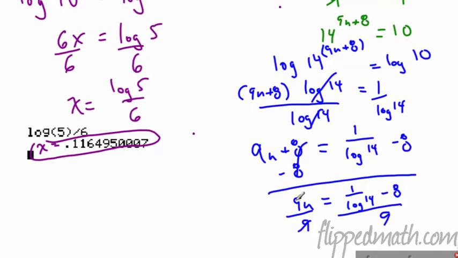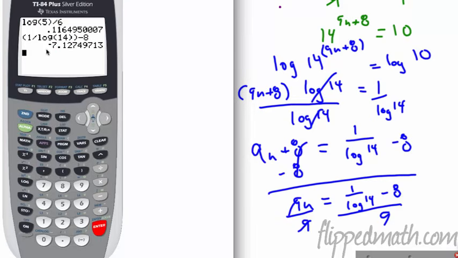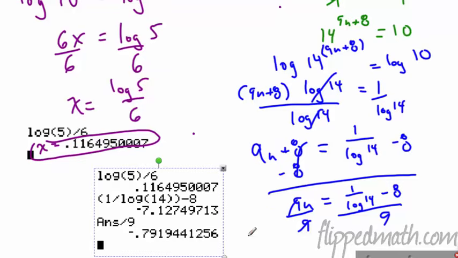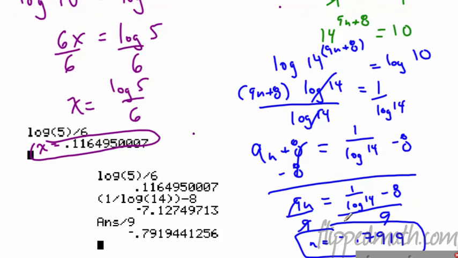Now, how would we do that in the calculator? Let's set that up in the calculator right now. Okay, so we plug in 1 divided by the log of 14, and we subtract 8 from that. And from this difference here, I need to divide by 9. So that's what I'm doing right here. I get n equals negative 0.7919. Let's bring that down so we can see it. Okay, so n is going to equal negative 0.7919. It's always good to go out 4 places. That's it. So it's going to be a decimal. You go out 4 places, you'll be good enough. Okay, time for the next part.